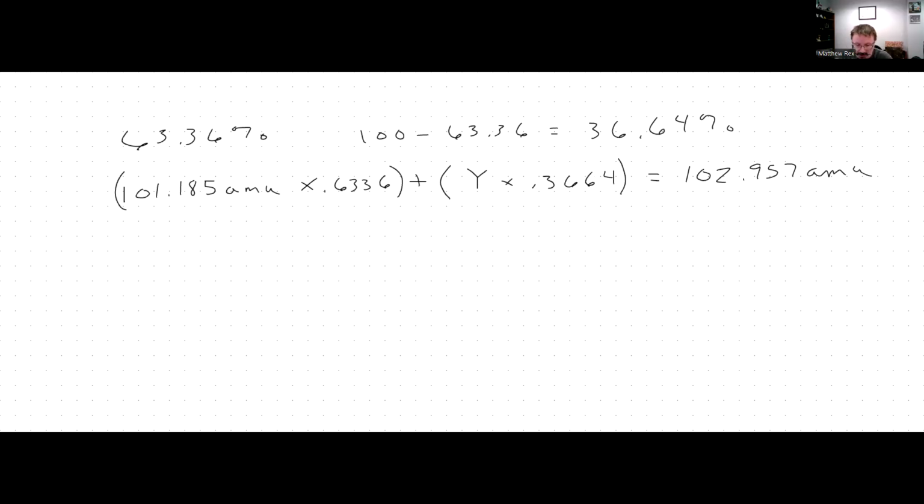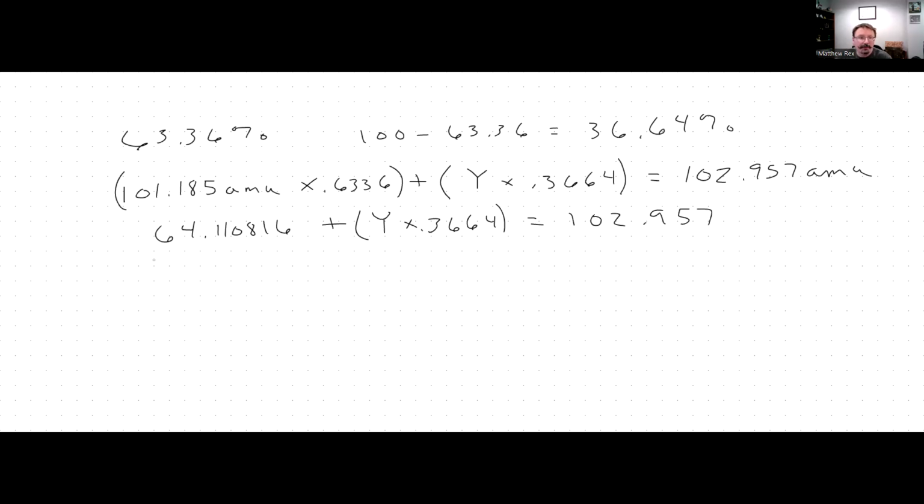I really only have one variable or one part that I don't know. If I carry out this operation, this should give me 64.110816 plus, and then we still have there our Y times 0.3664 equals that 102.957. Now I want to isolate my Y, my variable there.